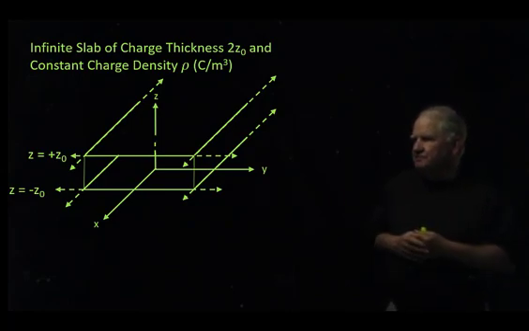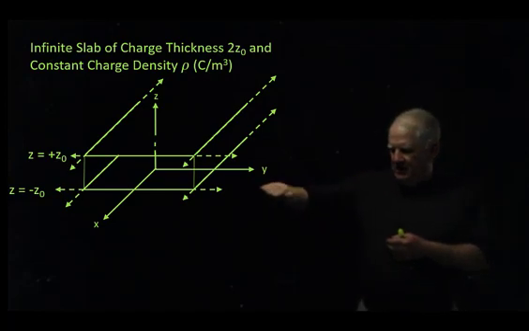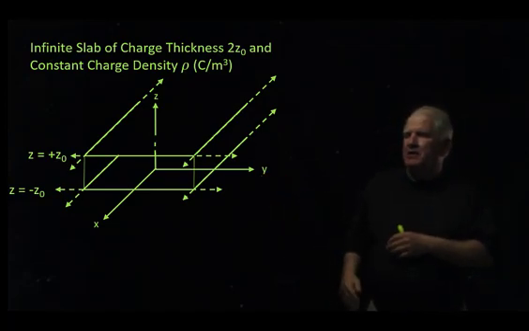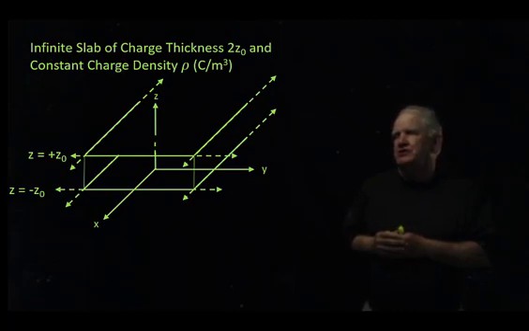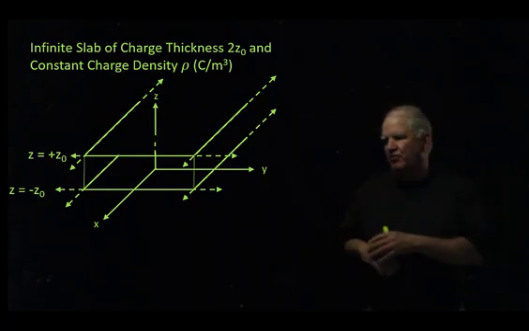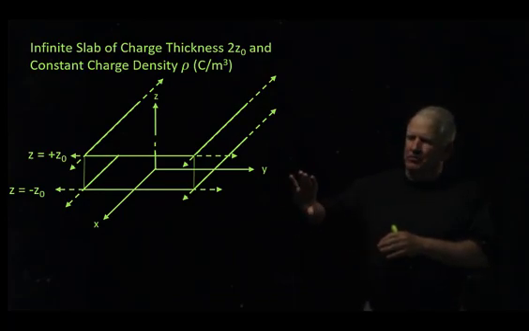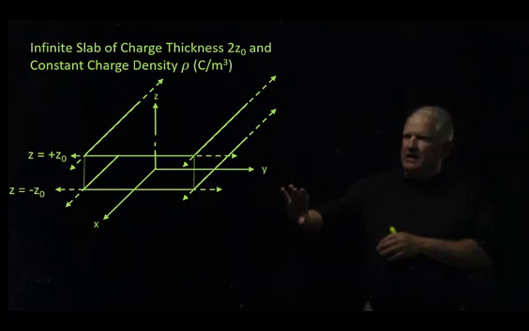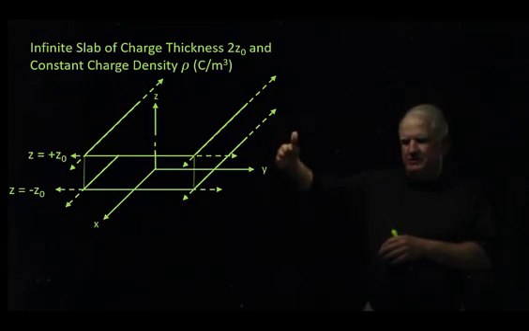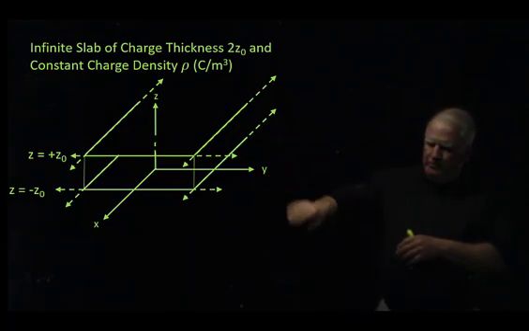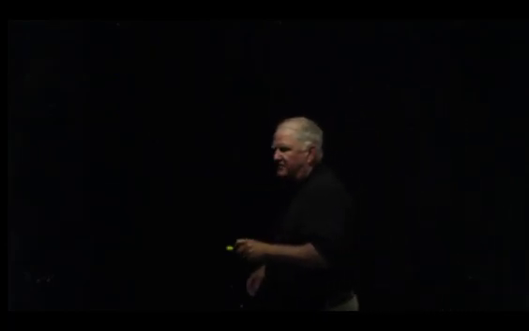But this problem says you've got an infinite slab of charge with charge density rho. I guess we don't care if rho is positive or negative. And you're asked to calculate the field both internal to the slab and the field external to the slab, right? So let's go ahead and do that. Let's remove that graphic so that we can have some space.